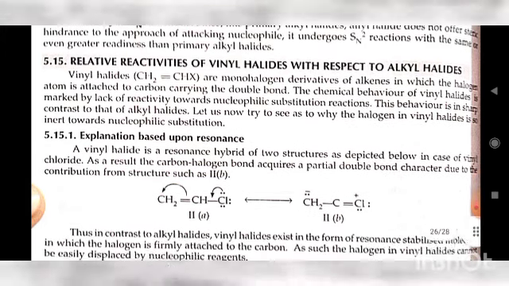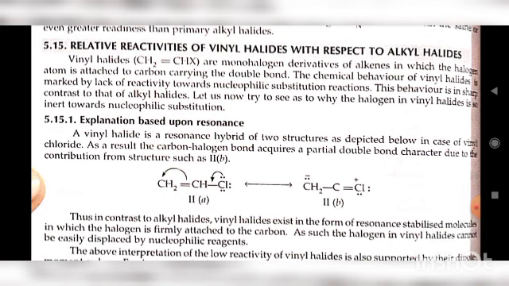Relative reactivities of vinyl halides with respect to alkyl halides. Vinyl halides are monohalogen derivatives of alkenes in which the halogen atom is attached to the carbon carrying the double bond. The chemical behavior of vinyl halides is marked by lack of reactivity towards nucleophilic substitution reactions. This behavior is in sharp contrast to that of alkyl halides. Let us now try to see why the halogen in vinyl halide is so inert towards nucleophilic substitution.